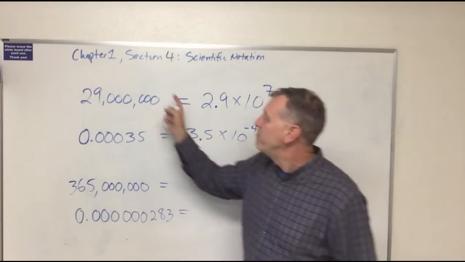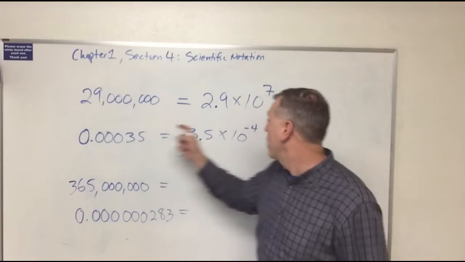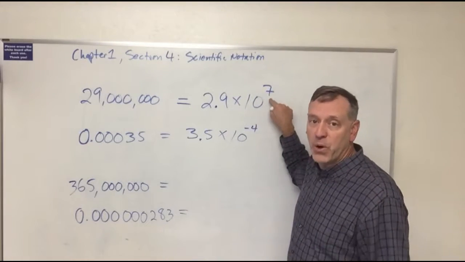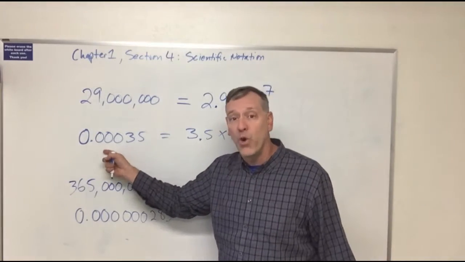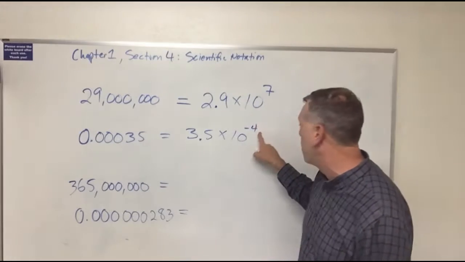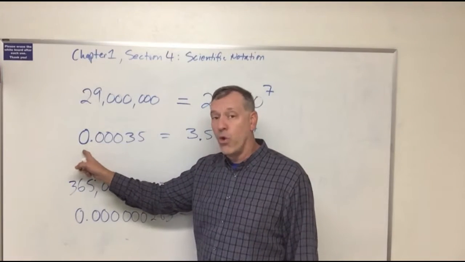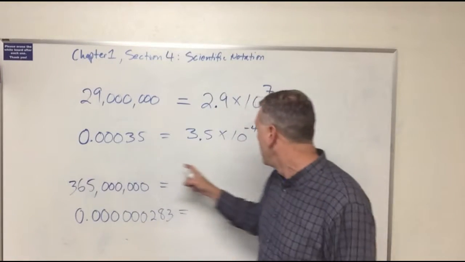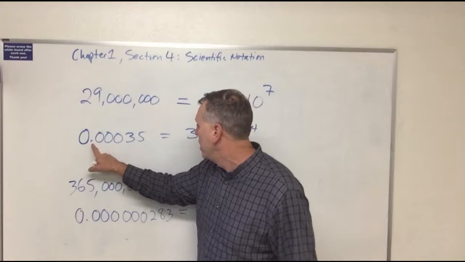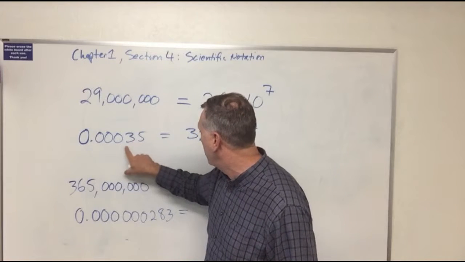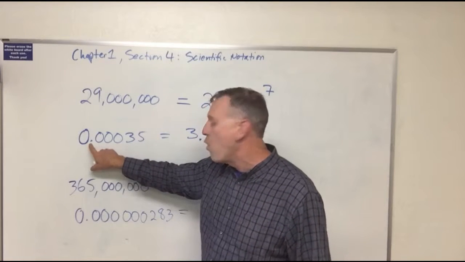Now, if the number's big, then we're going to have a positive exponent. If the number's small, smaller than 1, we're going to have a negative exponent. See that? So, in this case, this number is less than 1, 0.000 and so forth. We're going to move the decimal point now this way. 1, 2, 3, 4.